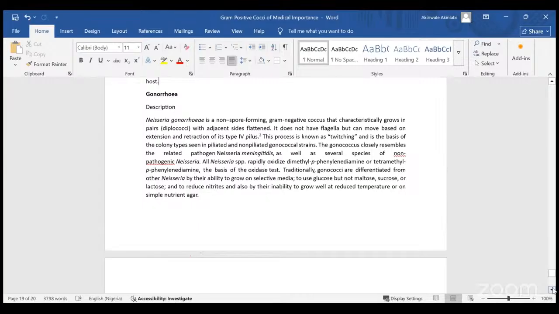Can move based on extension and retraction. The process is not twitching. The movement in this area is called twitching because it's not using flagella to move. It's using pili, yes, type 4 pili to move.